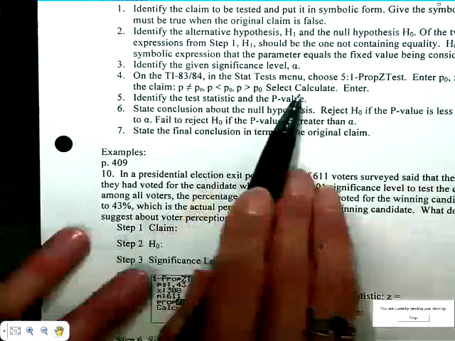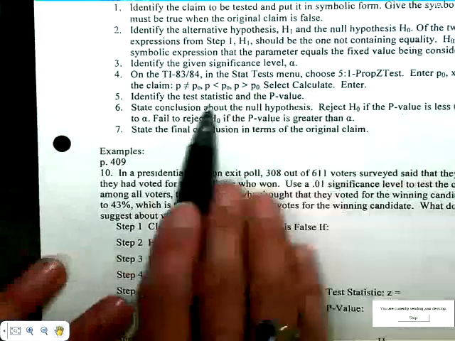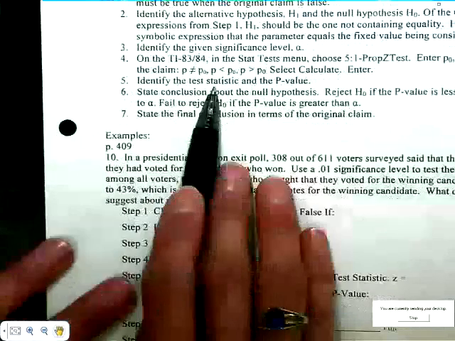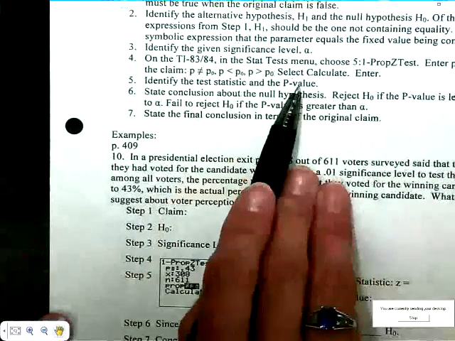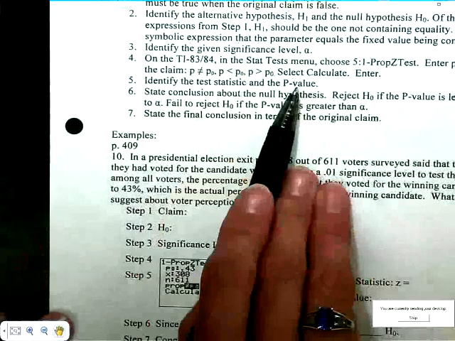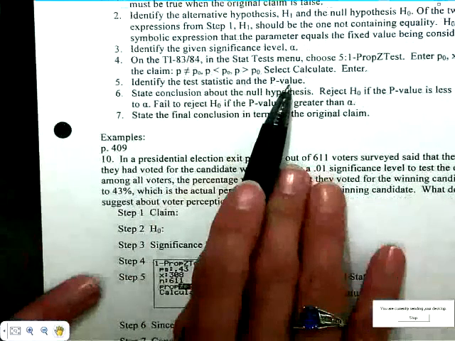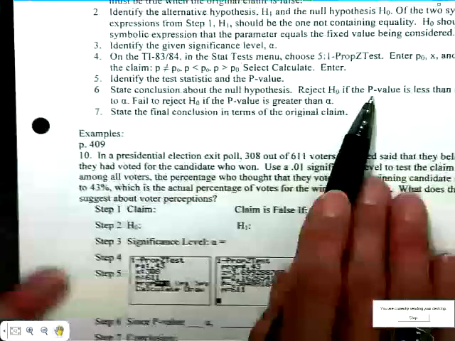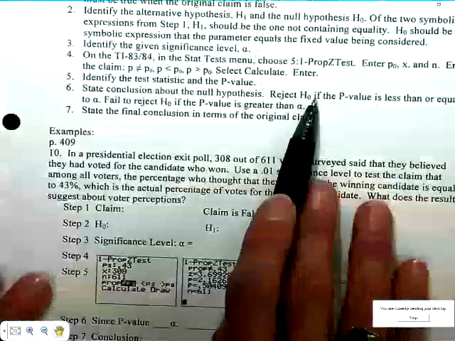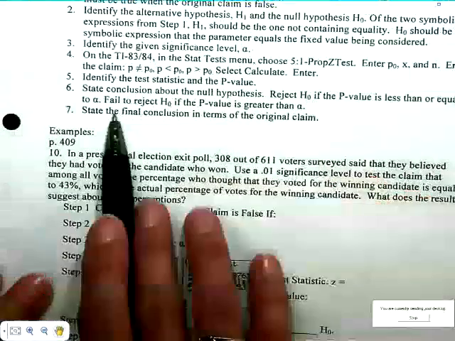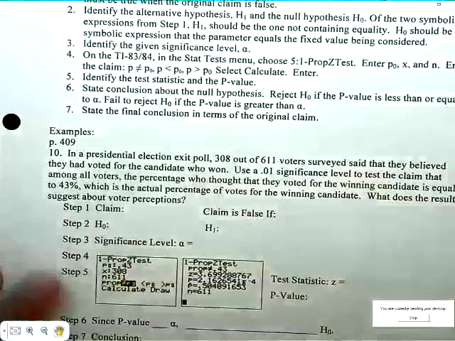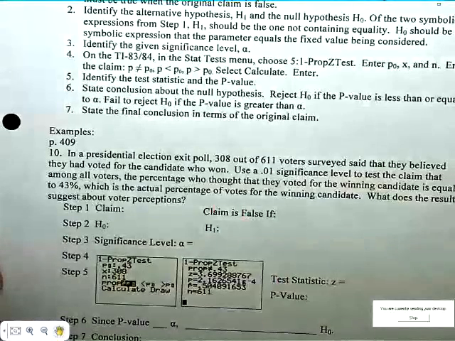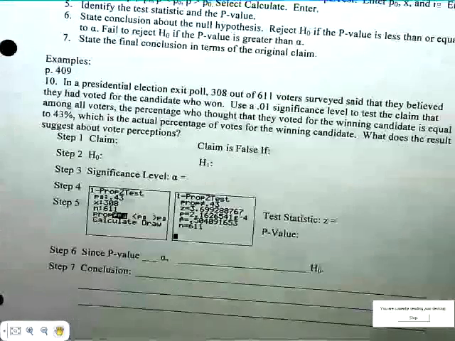And then you hit enter, and the calculator gives you some stuff we're not going to use, but the important things that we need are the test statistic and the p-value. You compare that p-value to alpha, and if p-value is less than alpha, you reject the null hypothesis. If p-value is greater than alpha, you fail to reject the null hypothesis, and then you state what that tells you about the claim. So I have 3 examples of the full-blown hypothesis test.